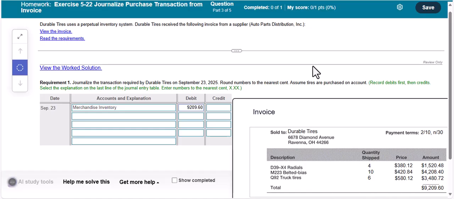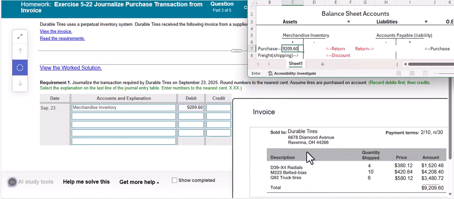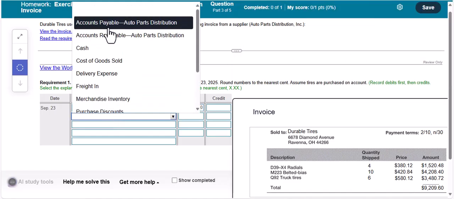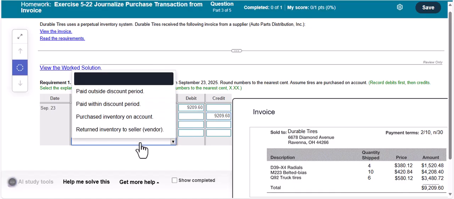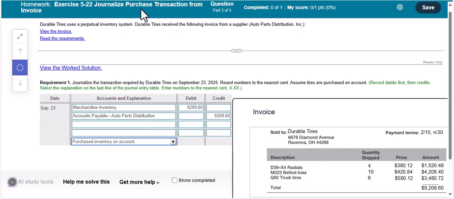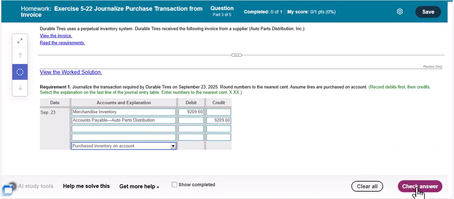And then our next clue is that we purchased these on account, so that means our accounts payable is going to go up. And again, accounts payable goes up with what? With a credit. So that's going to be for that same amount of 9,209.60. And so we're going to include that here in our actual problem. So accounts payable, Auto Parts Distribution, for 9,209.60. And then we are going to need an explanation here. So we purchased inventory on account. So let's go ahead and check our answer.